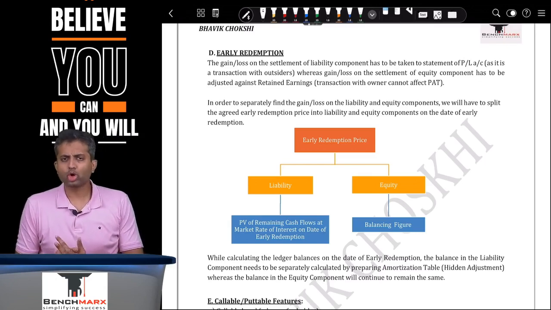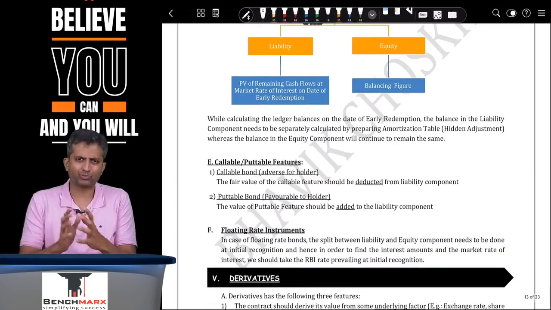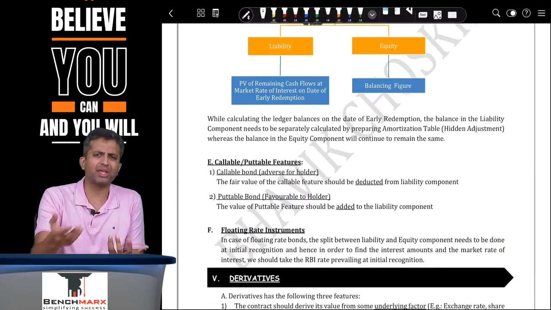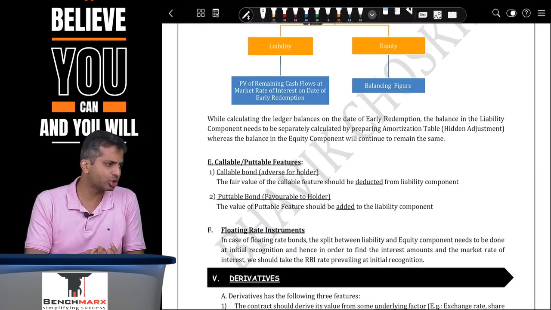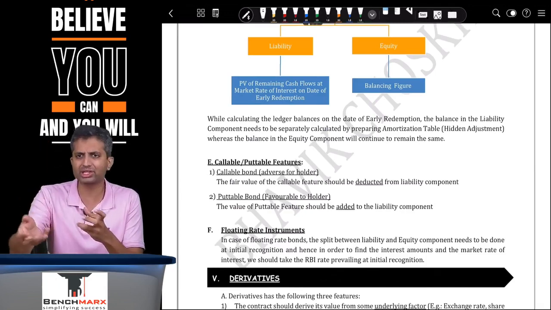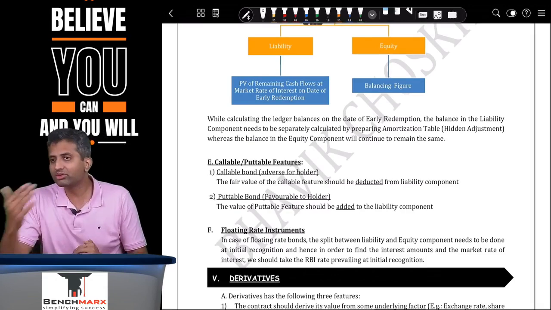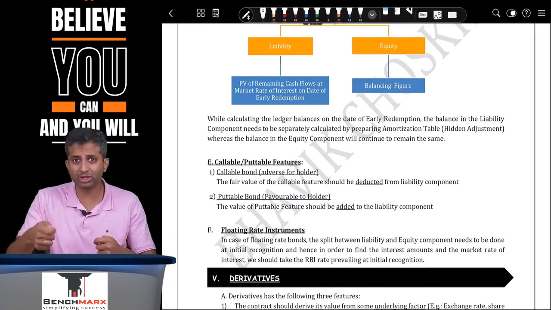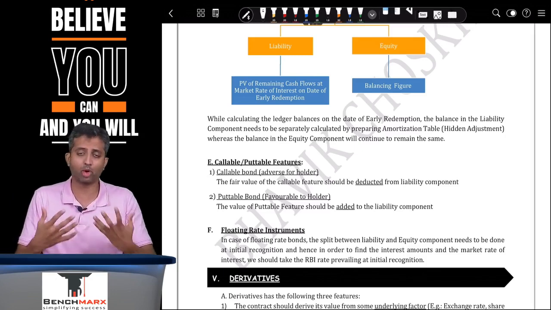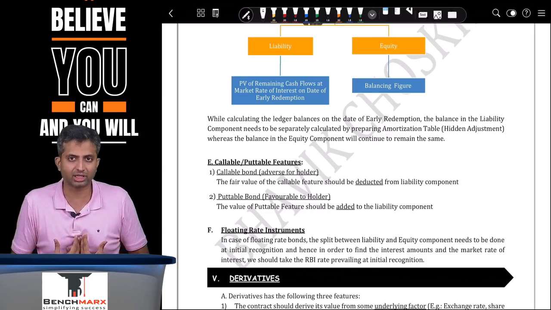Next, we go to the callable and puttable features. Now, this is something which is very special, very rare in terms of exam standpoint. So, what is a callable feature? A callable feature is a feature where the issuer has a right to redeem the bond earlier if the issuer wants. Now, such a feature is adverse to the holder because the issuer will typically call for the bond when the issuer sees that the issuer is at an advantage.